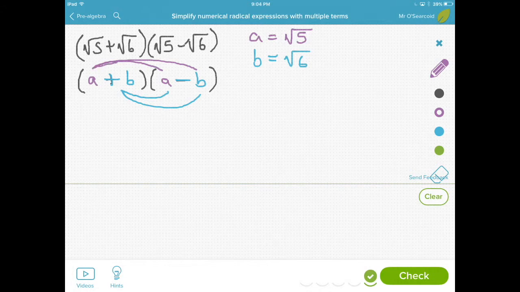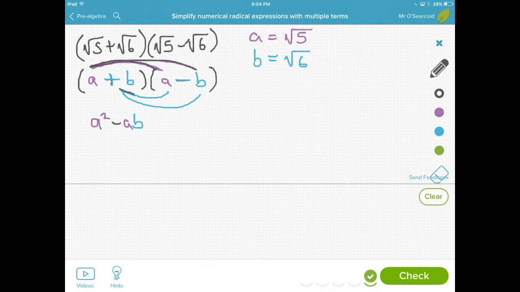A times a. This a times a here is a squared, right? A times negative b is negative ab. Okay? Now this positive, I'm going to just highlight those in black to show they're done.